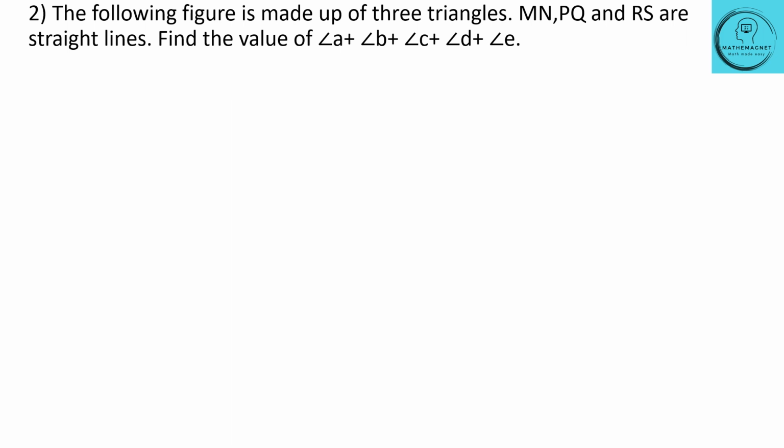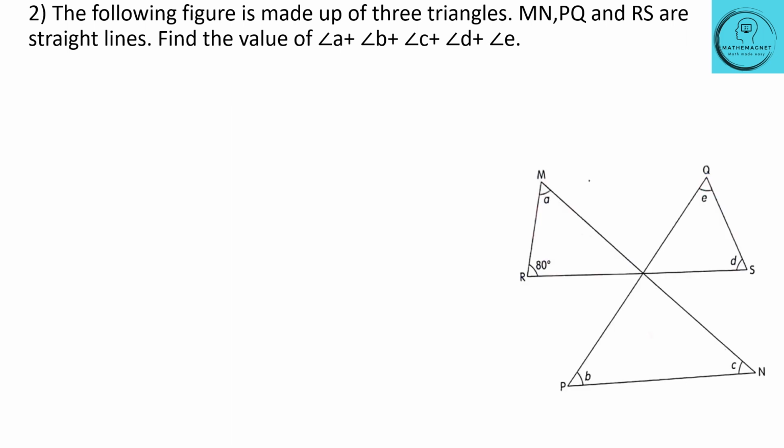Look at the next question. The following figure is made of 3 triangles. MN, PQ, RS are straight lines. Find the value of angle A plus B plus C plus D plus E. Okay. Now let's look at it step by step. First, I shall mark this point as O for us to understand easily.